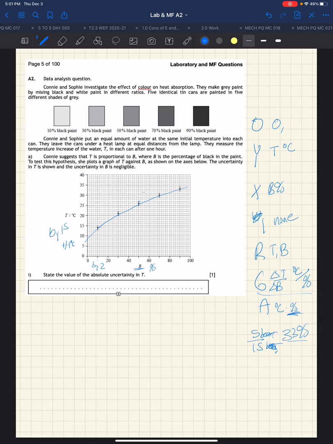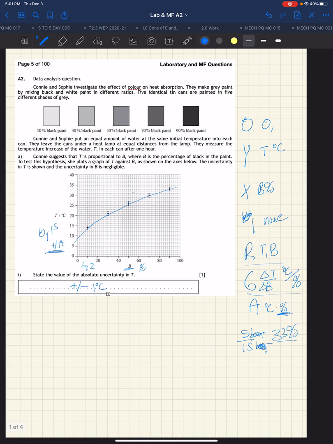So there's nothing that jumps out as any kind of physics quantity, and we wouldn't expect it to, given the scenario here, since it's not about our typical physics content. It's about our physical content. So now the first question, after we've done our axes, is to state the value and the absolute uncertainty in T. We've actually already done that. And so the absolute uncertainty in T is plus or minus 1 degree Celsius. So that's easy. We've already answered that part of the question. Moving on to the second part.